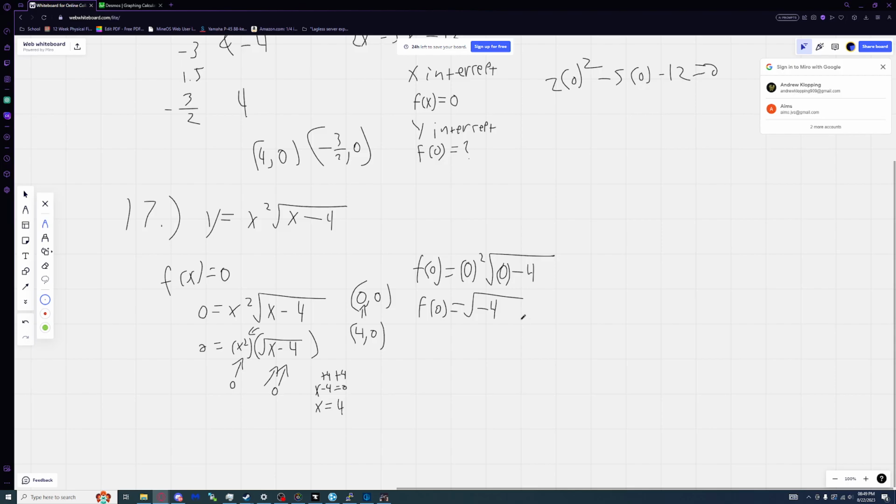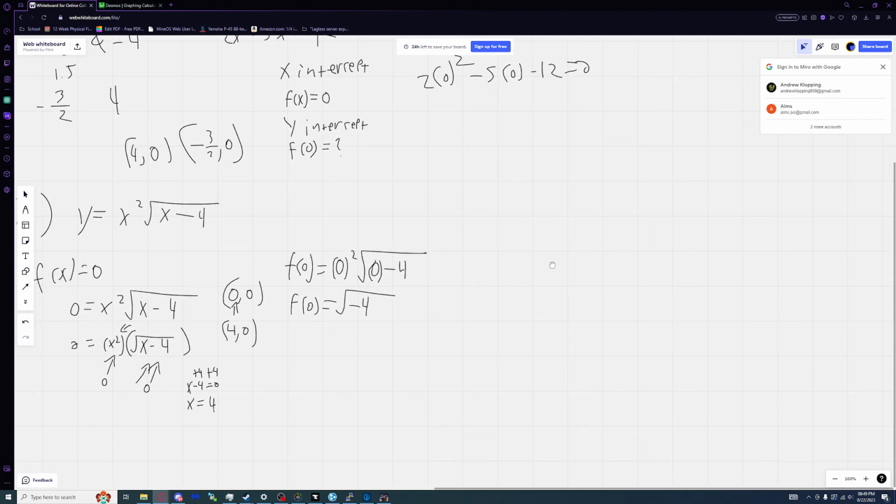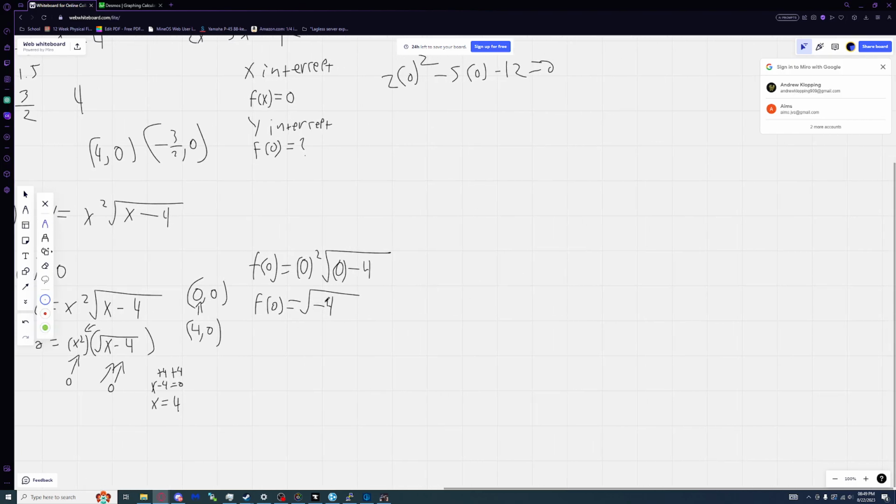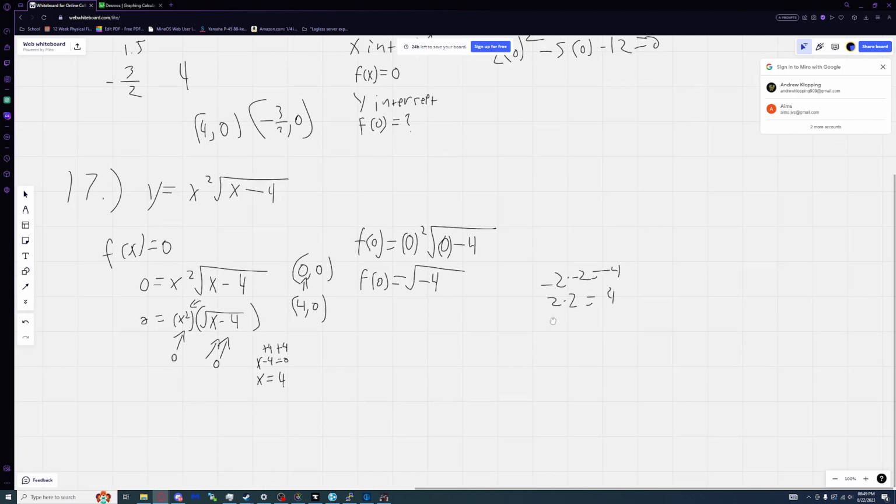Because the square root of -4 doesn't technically exist on a two-dimensional plane, because you can't multiply something by itself to get a negative number. That's not how it works. You can't do a negative times a negative to get a negative. Like -2 times -2 equals 4. 2 times 2 equals 4.